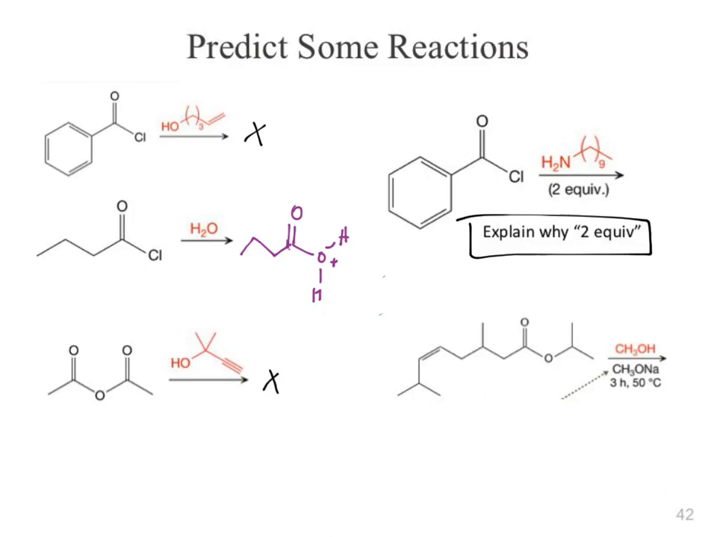Bottom one, there was a little bit of struggling with that, but I think we're okay with that bottom one. Bottom left. Yeah. Why two equivalents? So I saw a couple people really stumble on this one. Well, what product do we get?